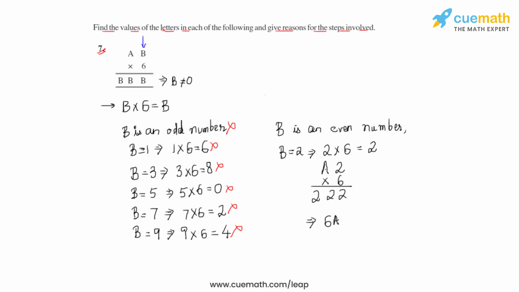Since 2 and 6 are multiplied in the ones column, here we definitely will get a carry. Which means that 6A plus 1 gives us 22. If we solve this equation, we'll get 6A equals 21. Hence, the value of A would be 21 over 6, which is not possible for sure, because A will have to be a single digit and it represents an integer and not a fraction. So the possibility of B being equal to 2 is also ruled out.